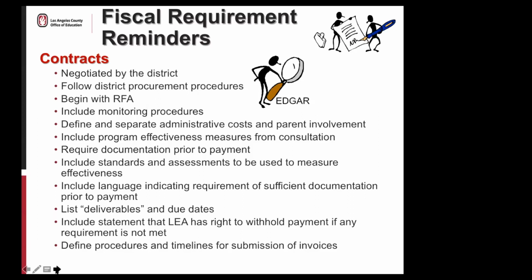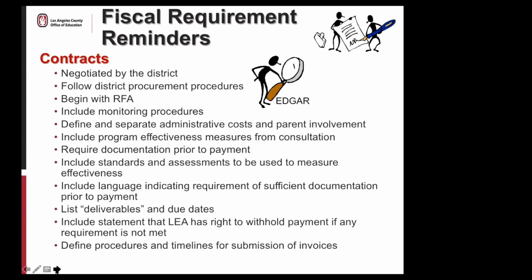If they're going to charge administrative costs, then they need to put that in the contract and identify that amount separately. You need to include program effectiveness measures from consultation. How are you going to determine if that contract service is effective? And it's your job to monitor that.